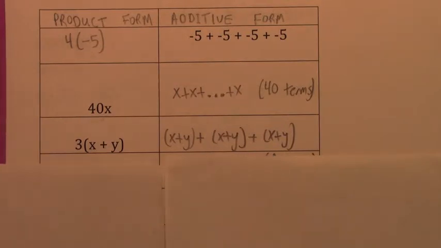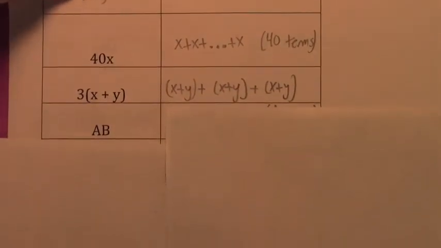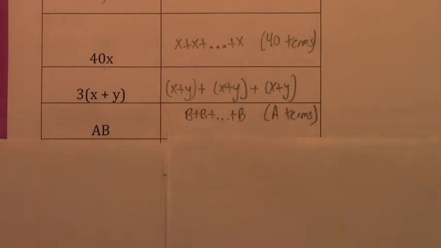Perhaps technically you don't need those parentheses around there, but they're just more of a visual thing. Helps you see that you have something added to itself 3 times. AB, that's kind of awkward. AB, how would you write that in additive form? Either way, it's kind of tough. You could say it's B added to itself over and over again. How many times is B being added? A times, right? So you'd write it like this.